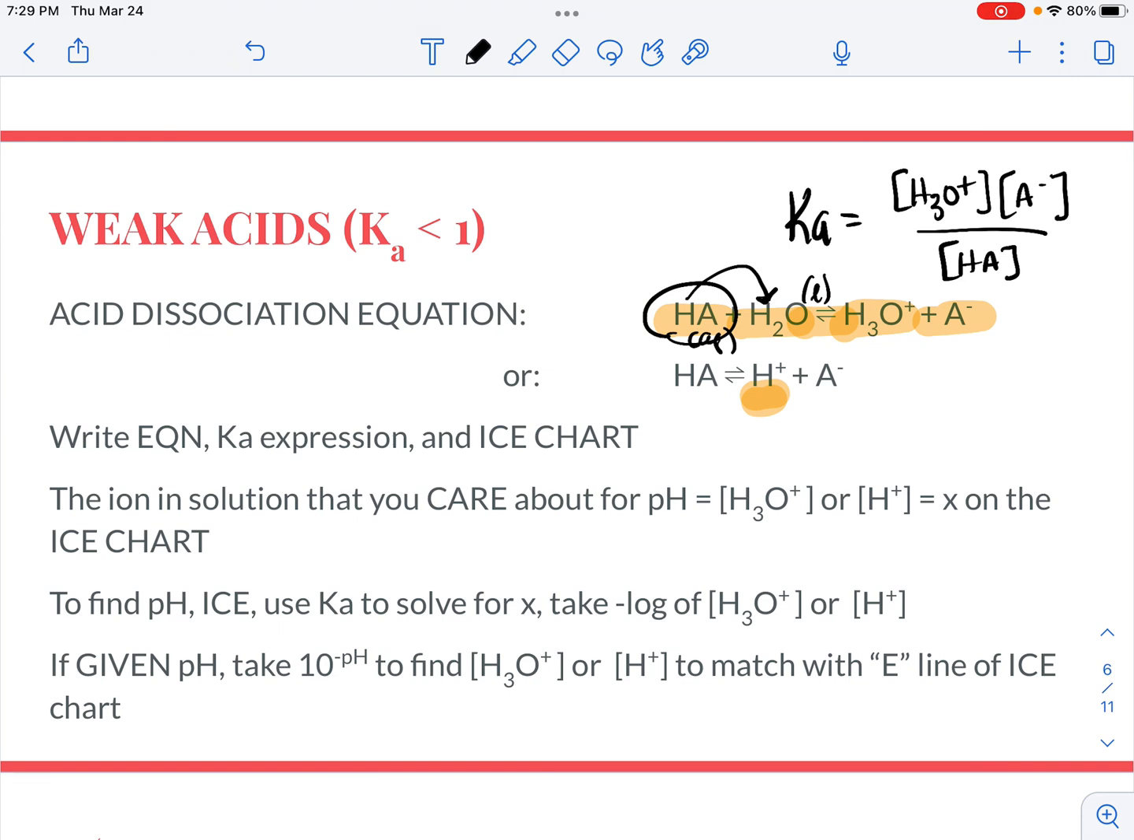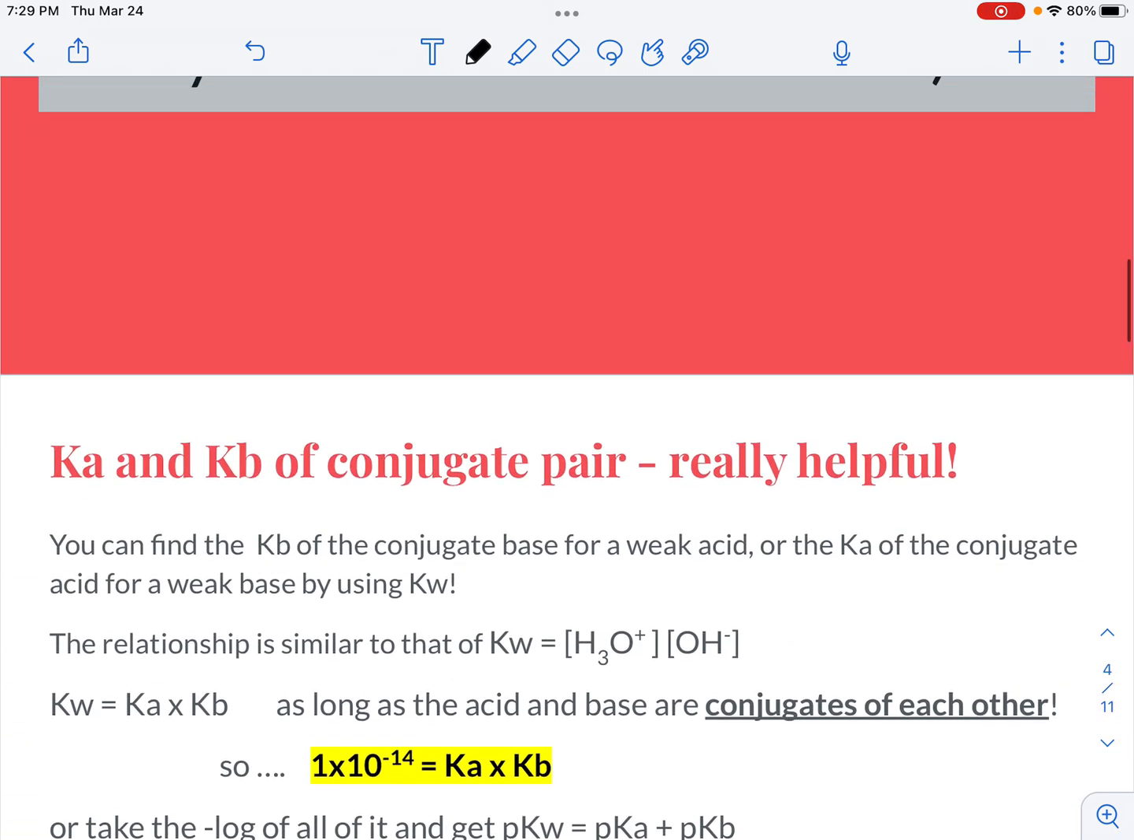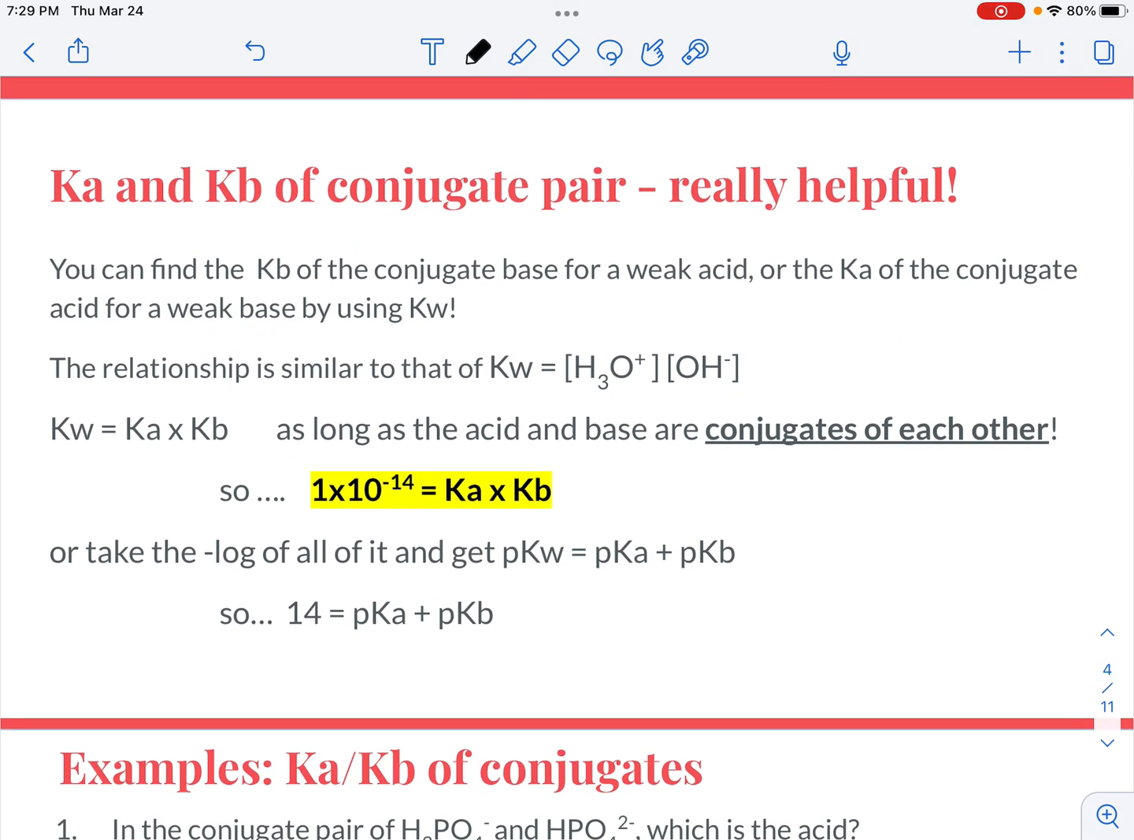All right, so we can do the same thing for weak bases. They have Kb's, which would be the same idea for the base or the conjugate ion. Something that you need to be really careful of is that now that you've practiced a little bit in class with conjugate pairs, the K of the weak acid and the Kb of the conjugate base are related to each other, and it's really helpful to know this because we use this a lot in acid-base equilibrium, especially once we start titrations.